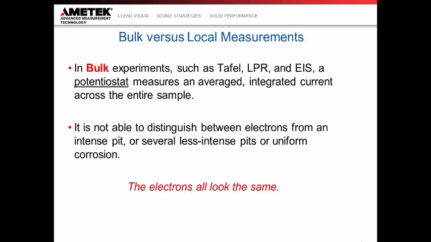However, in those techniques, we're not able to distinguish if it's a localized event, an intense pit, several less intense pits, or uniform corrosion. From a Tafel plot, LPR, or EIS experiment, I have no way of discerning which type of corrosion we have. The reason for that is all the electrons look the same. If I'm a potentiostat and I'm just counting the rate of electrons flowing through the IV converter, I don't know where those electrons came from on the sample surface.